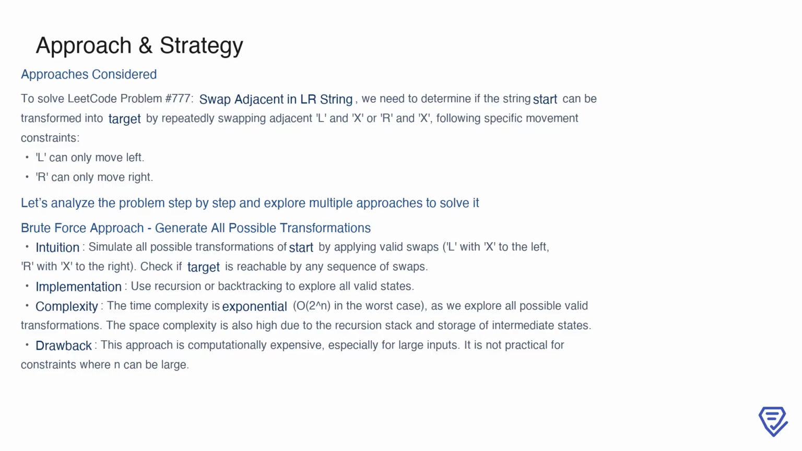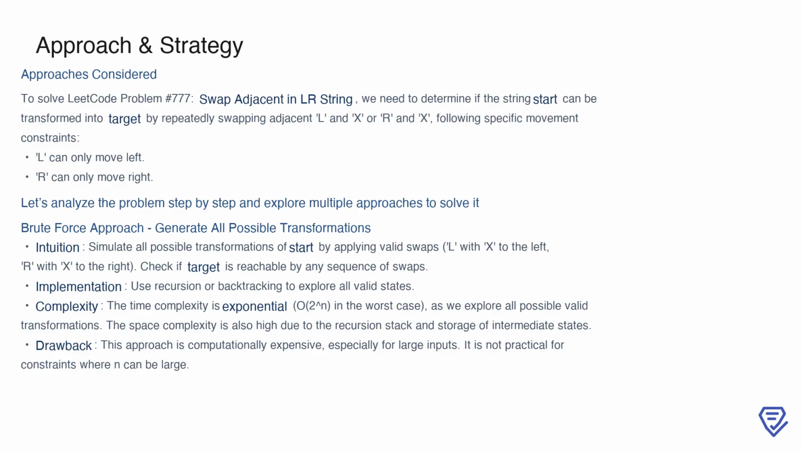One possible way to approach this is through a brute force method. The intuition behind this approach is to simulate all valid transformations of the start string by applying swaps where L moves left and R moves right. We then check if the target string can be reached through any sequence of these swaps. To implement this, we could use recursion or backtracking to explore all the possible valid states.